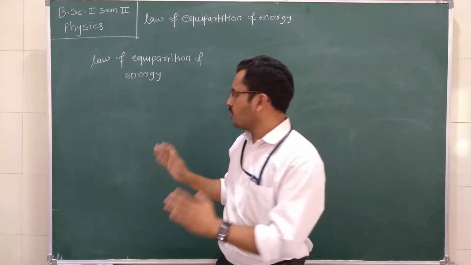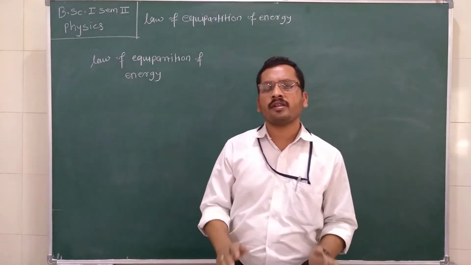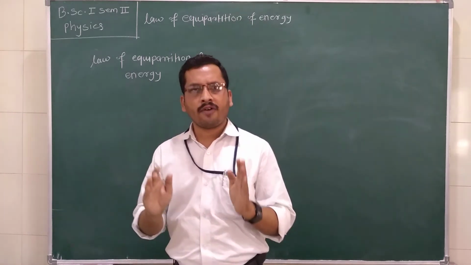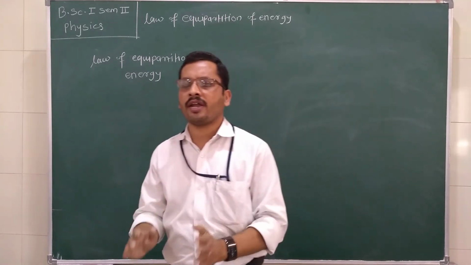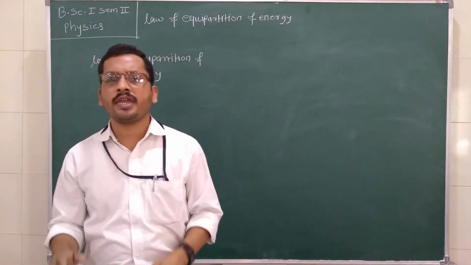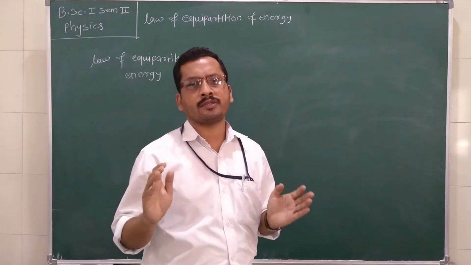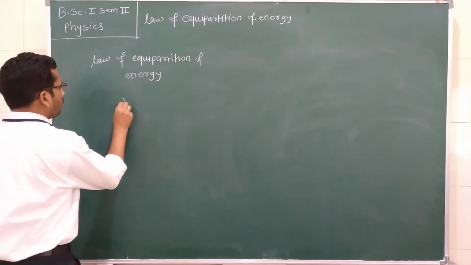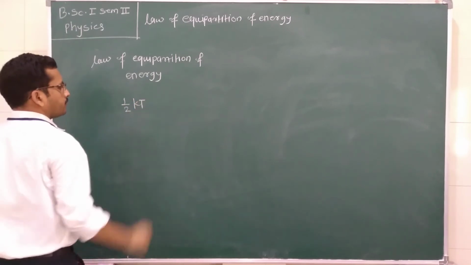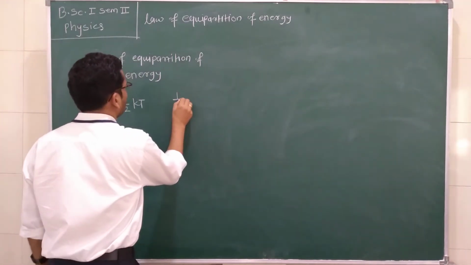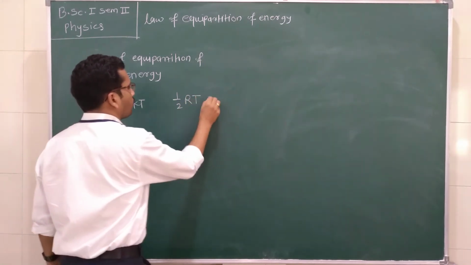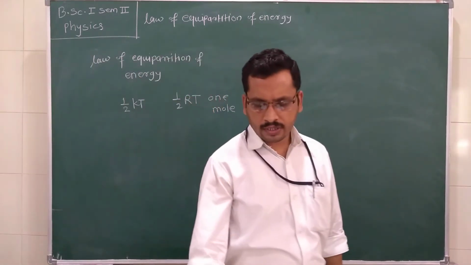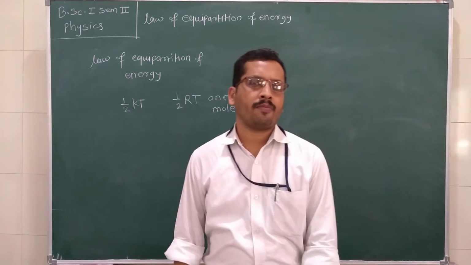the total available energy is equally divided among the degrees of freedom possessed by the gas molecules, and which is equal to 1 by 2 kT, or we can also write it as 1 by 2 RT for 1 mole.